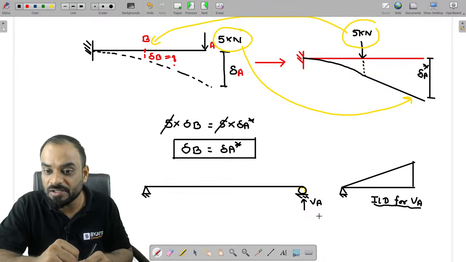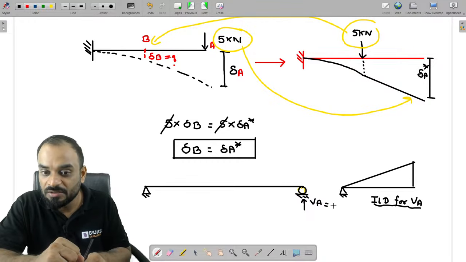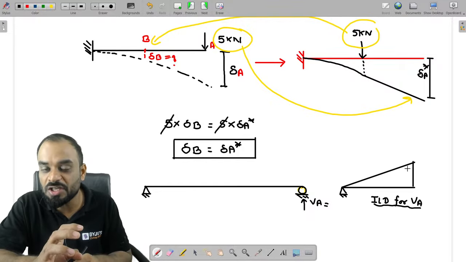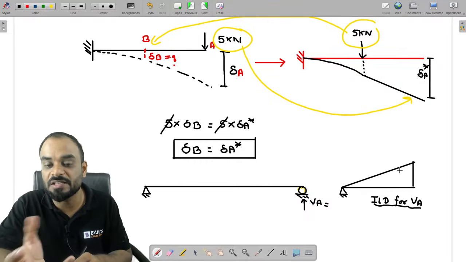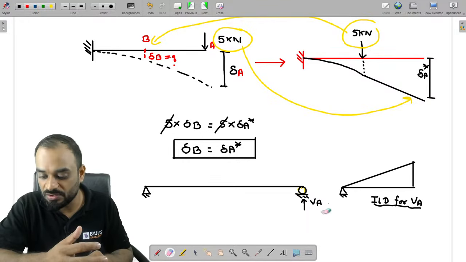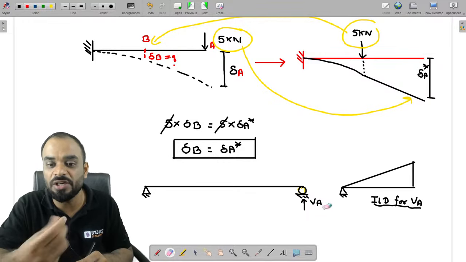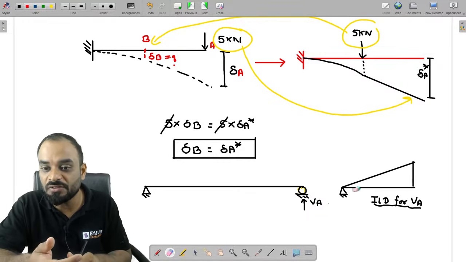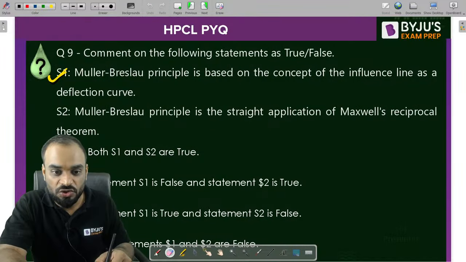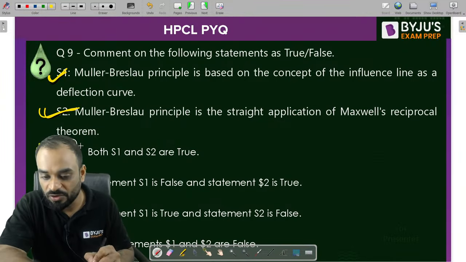Now tell me guys, in this particular case, what are you doing actually? You are considering this particular reaction as one. Yes or no? And whatever deflected shape you are getting due to this particular force is this one only. What are you actually considering? VA is equal to how much? Unit load, or you can say unit force. So you have to give a unit force so that you will get this deflected shape. Understood? So this is indirectly related to the Maxwell reciprocal theorem only. So that's why guys, this particular statement is also correct. S1 and S2 are correct. That's why A is the correct answer for the problem.